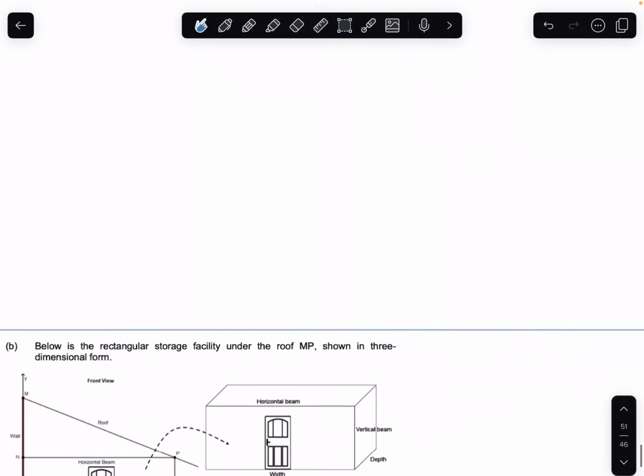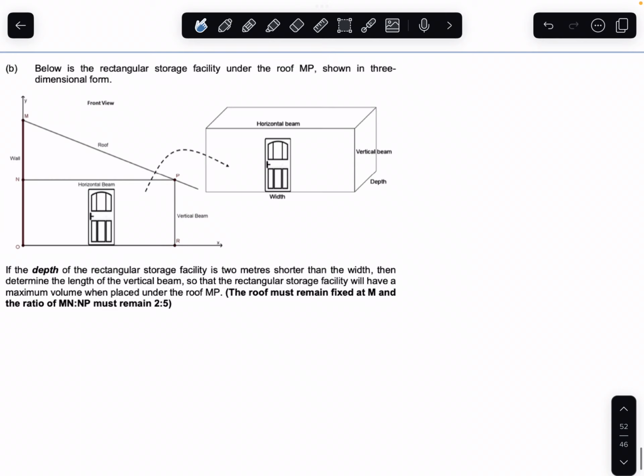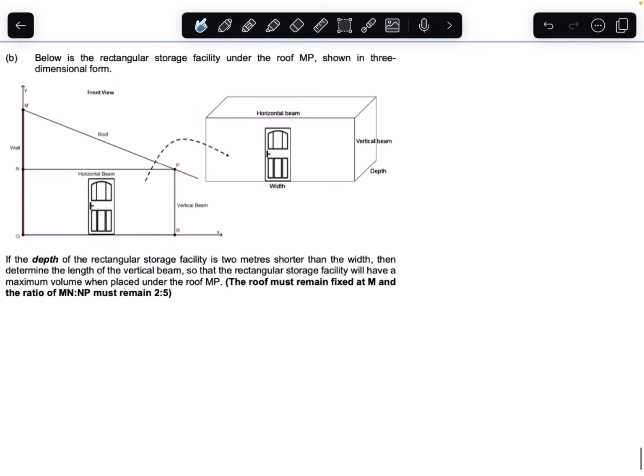The next question says, below is the rectangular storage facility under the roof MP shown in 3-dimensional form. So it's almost like that, right? That's the picture that they've shown us over there. If the depth of the rectangular storage facility, we also just need to hold on to that other information we were given.